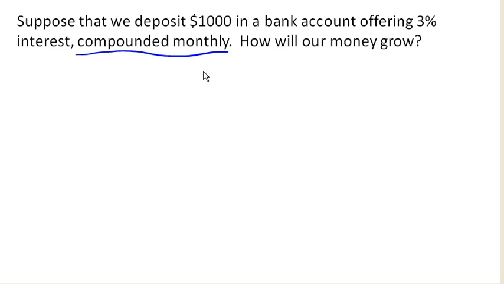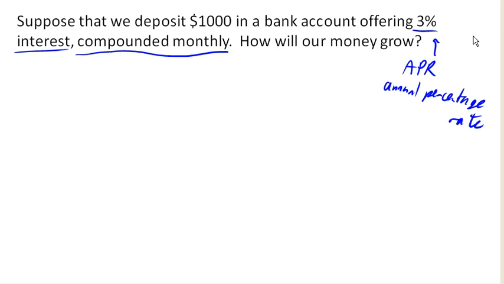Now, what that means is that when we earn interest, we're not just going to take it out of the account and spend it, but we're going to leave it in the account and we're going to earn interest on that interest. So let's start out here by noting that this 3% interest rate is what's called an APR, or annual percentage rate. Annual percentage rate.